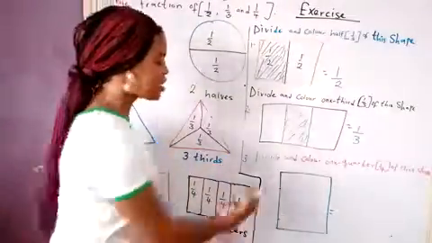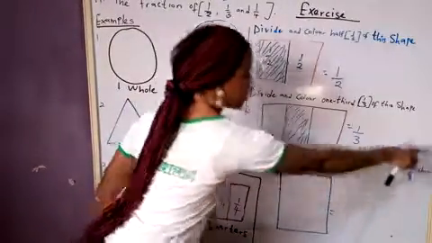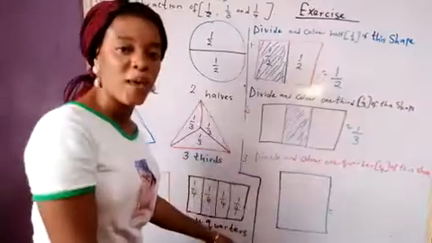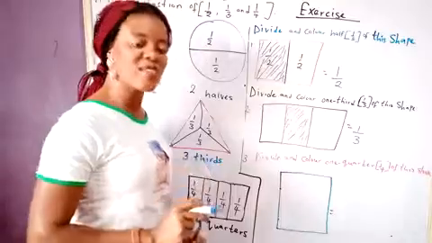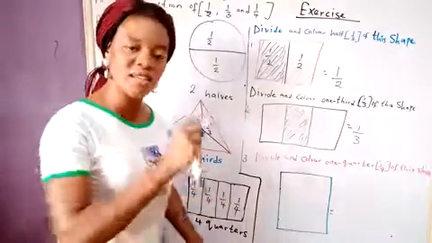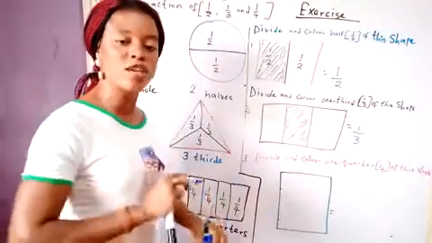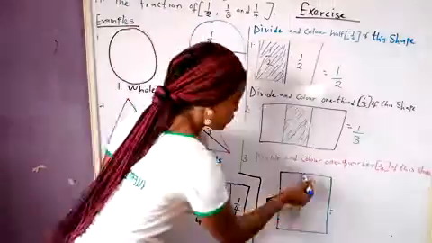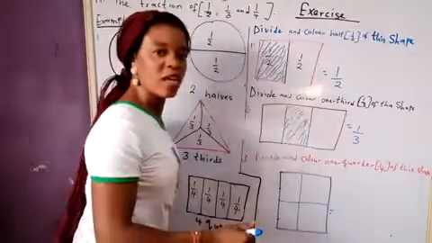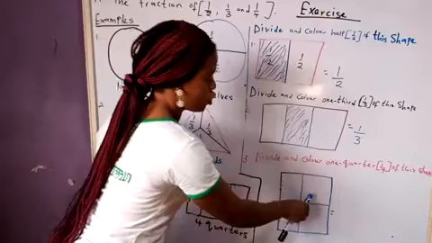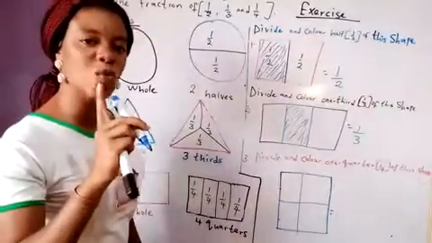Now the instruction says divide and color 1/4, which is 1 over 4, of this shape. This is a square shape, and we want to divide it into 4 places. After dividing it, you have to write the shaded parts, then you count everything altogether. Now let's cut it into 4 places. Like this. Like this. Now let's count the parts. 1, 2, 3, 4.